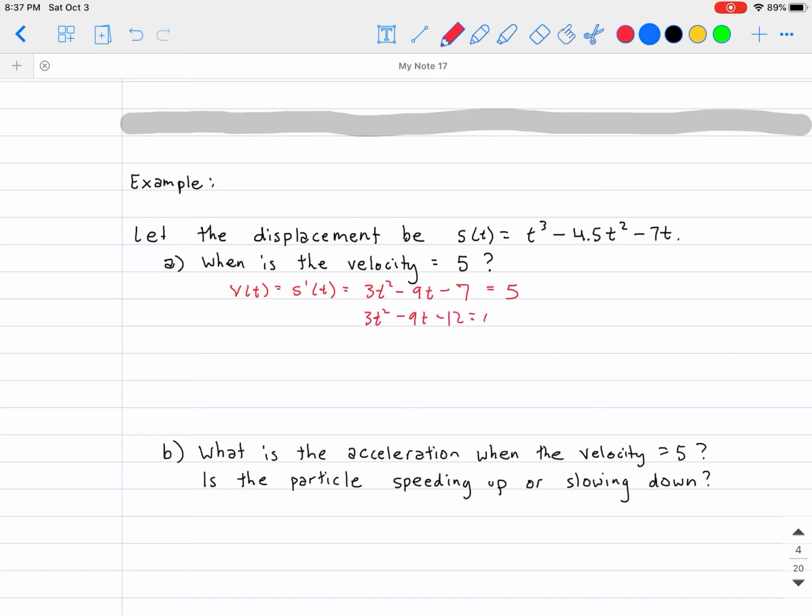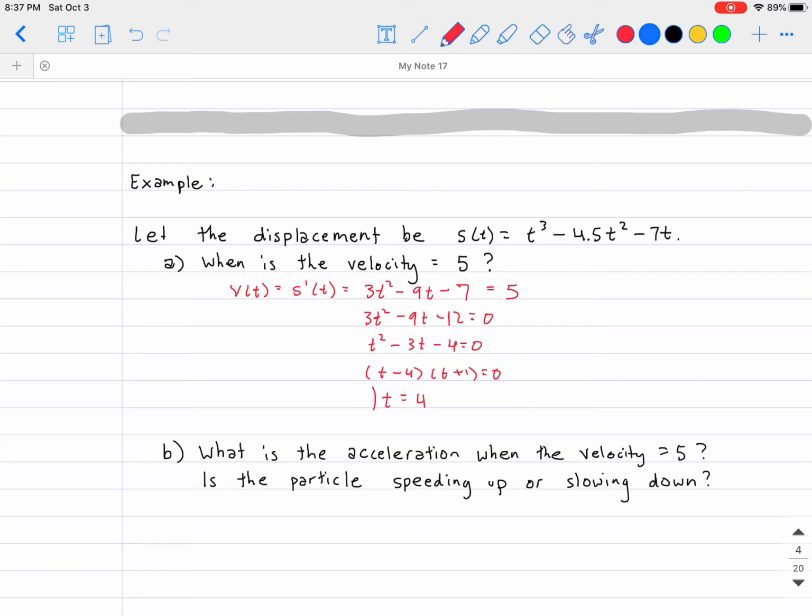Let's clean up this equation a little bit. 3t squared minus 9t minus 12 equals 0. Dividing by 3, t squared minus 3t minus 4 equals 0. So (t minus 4) multiplied by (t plus 1) equals 0.